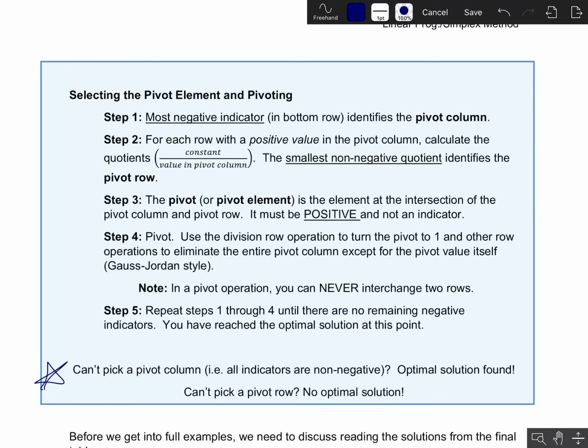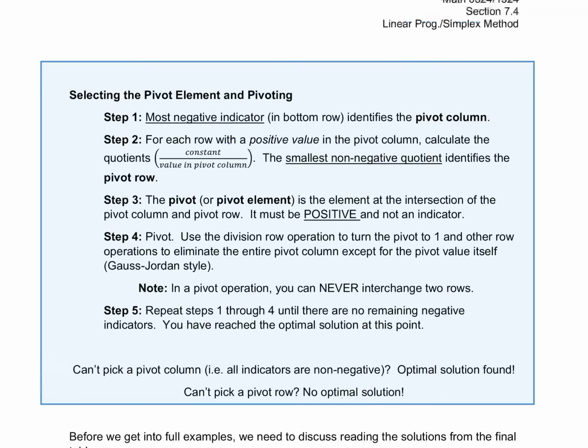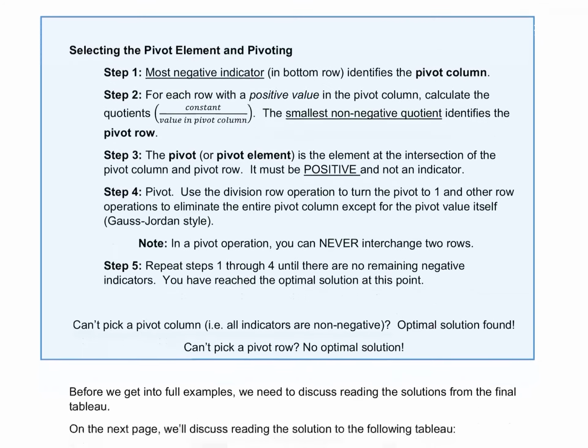And down here, there's a nice little note that says, if you're unable to pick a pivot column because all of the indicators are non-negative, then that means that you can just read off your optimal solution. So if there are no remaining negative indicators, then you're done. And if this procedure does not allow you to pick a pivot row, then that means that there is no optimal solution. So if you try this strategy and there's some problem with it, for example, there are no positive values in the pivot column, then what we would know is that there is no optimal solution to the original simplex problem.